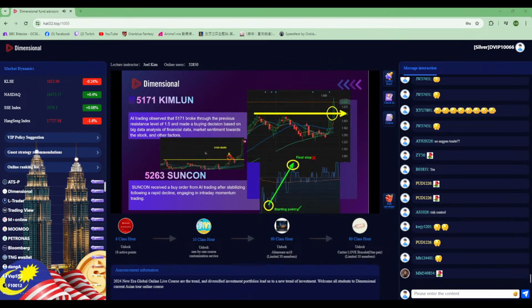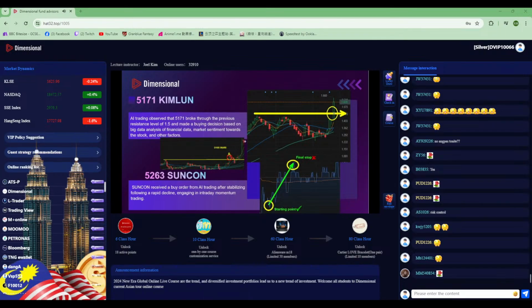And an effective breakout. As we discussed in our previous lesson, there are two methods for buying strong quality stocks. The first is a true and effective breakout. The second is buying when the stock rebounds to the support level without breaking it. Right. So AI trading observed that 5171 broke through the previous resistance, which is here, right? You agree? Of course, right?